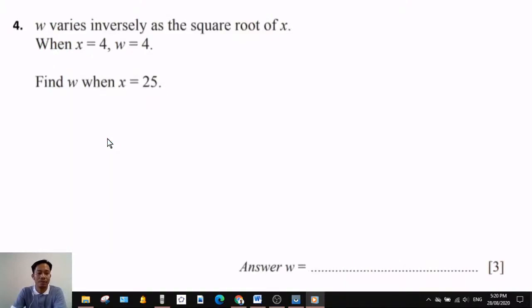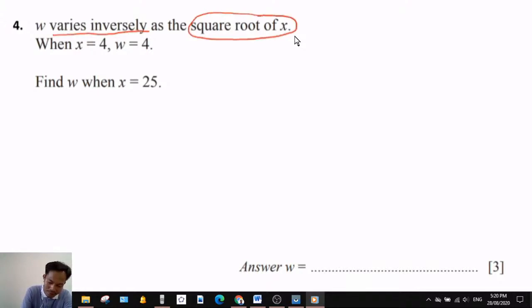Question number 4. W varies inversely as the square root of x. So take note, it varies inversely, and it says square root of x. So it means W varies inversely, so there's a fraction 1 over square root of x.